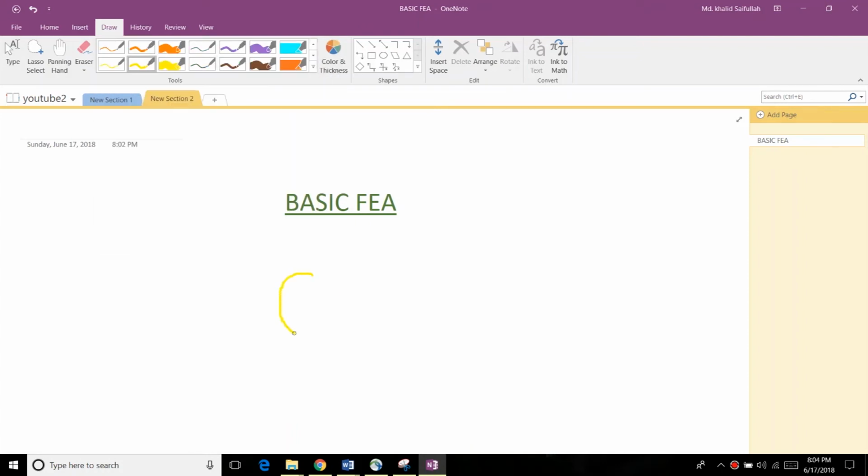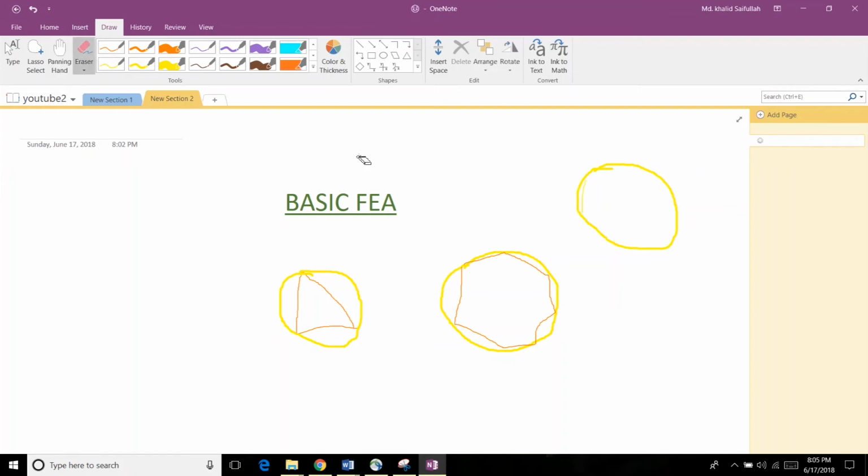Let me give you an example of how the element plays an important role in FEA. So this is a circle, right? If we take only three elements to define a circle, you see the circle looks like a triangle. If we increase the number of elements, now I have given 8 elements, so it's closer to the circle. If we increase the number of elements further, it will look exactly like a circle.